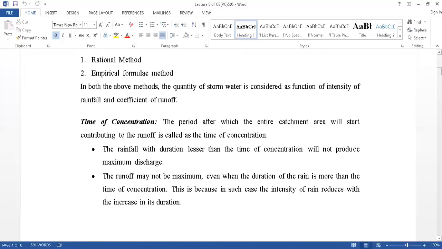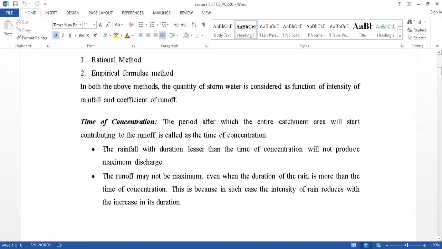Second, just the opposite way, runoff may not be maximum even if the duration of the rain is more than the time of concentration. Earlier we saw the case where the rain duration is less than the time of concentration. Now let us consider rain lasting longer than the time of concentration. What will happen? With more time, the rain intensity will slowly reduce with increase of time. So then also the runoff may not be the maximum.